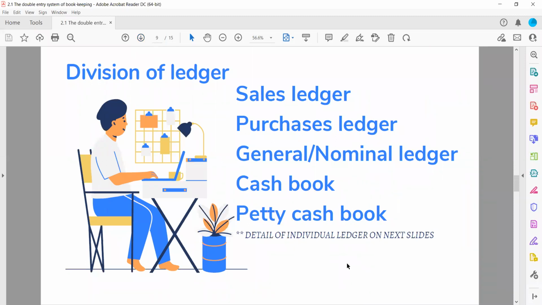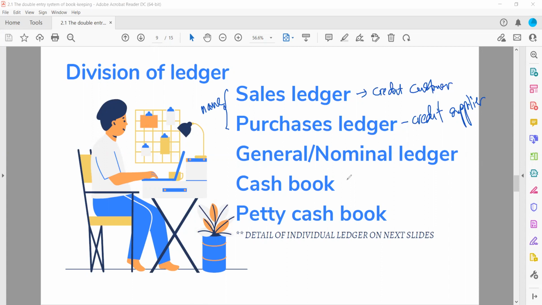Division of ledger. We have a few ledgers that we need to learn. Sales ledger, purchases ledger, general ledger, cash book, petty cash book. Sales ledger, all these, we call specific ledgers because only certain accounts we put into here. Sales ledger is only for the credit customer. Purchases ledger is only for the credit supplier. Both must have the name as in the account header.